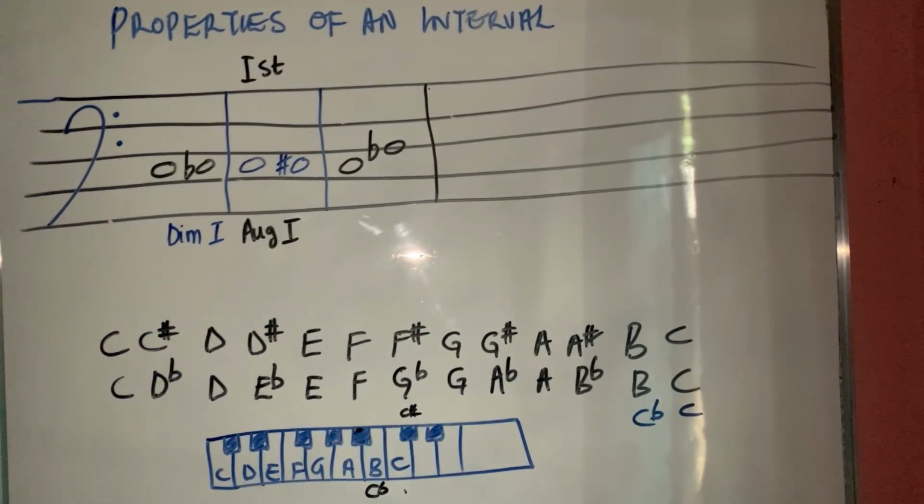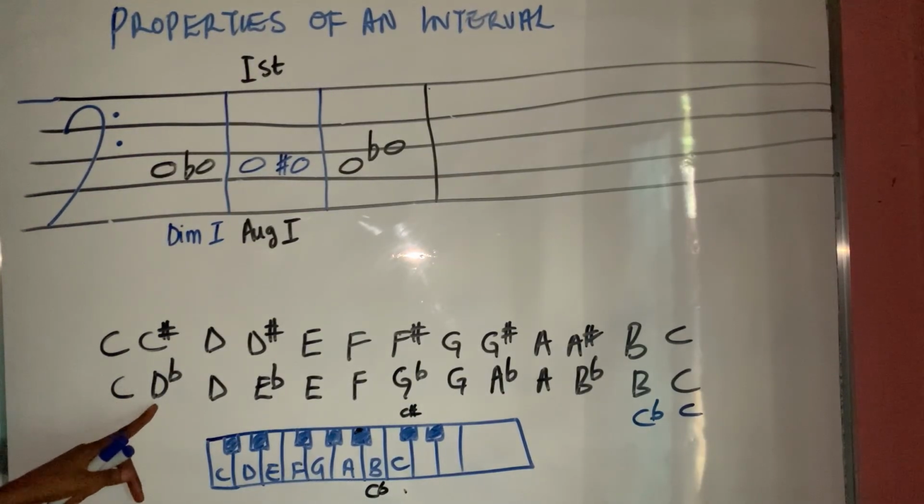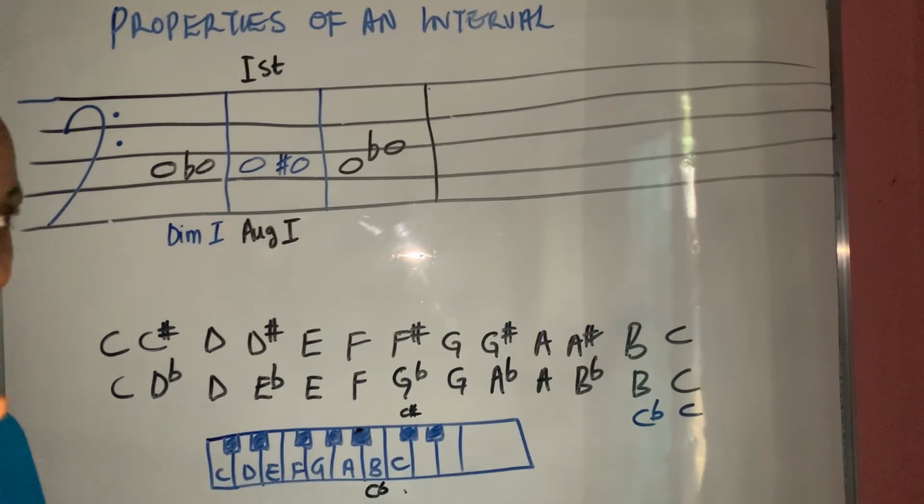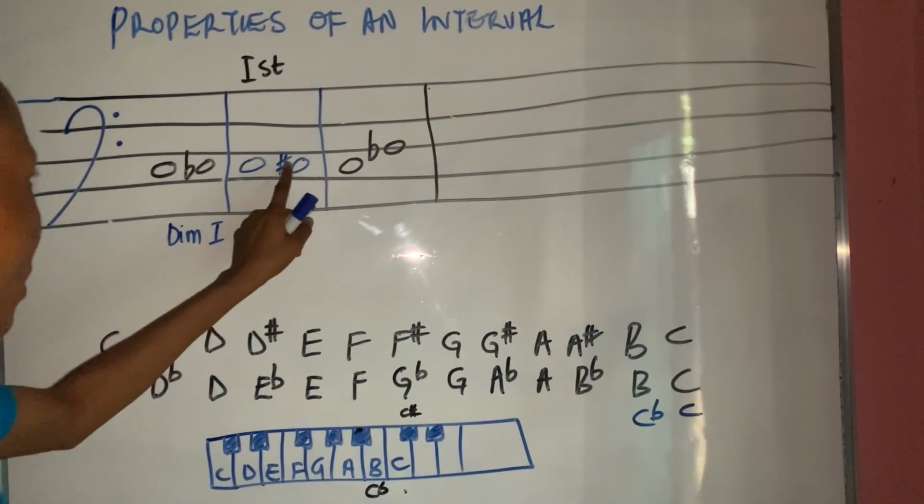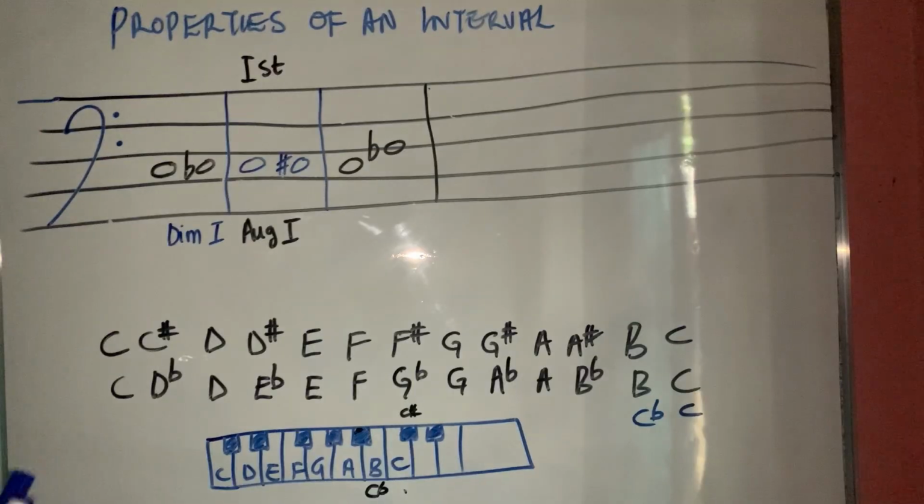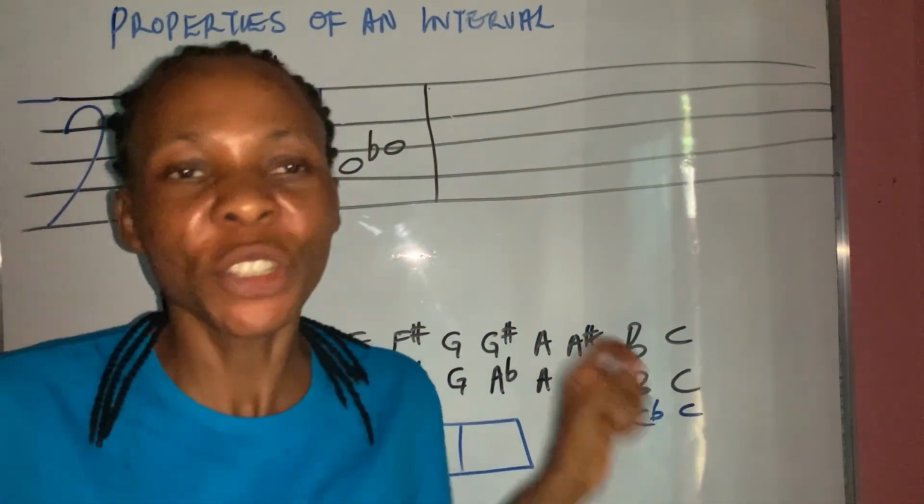C to D flat, let's see what it is called. This is C and this is D flat. Can you see? C and D is a second already. Then what is it called? C to D. And D flat is the same thing as C sharp. When you hear it, you can mention anything, but when you see it, you don't mention anything.